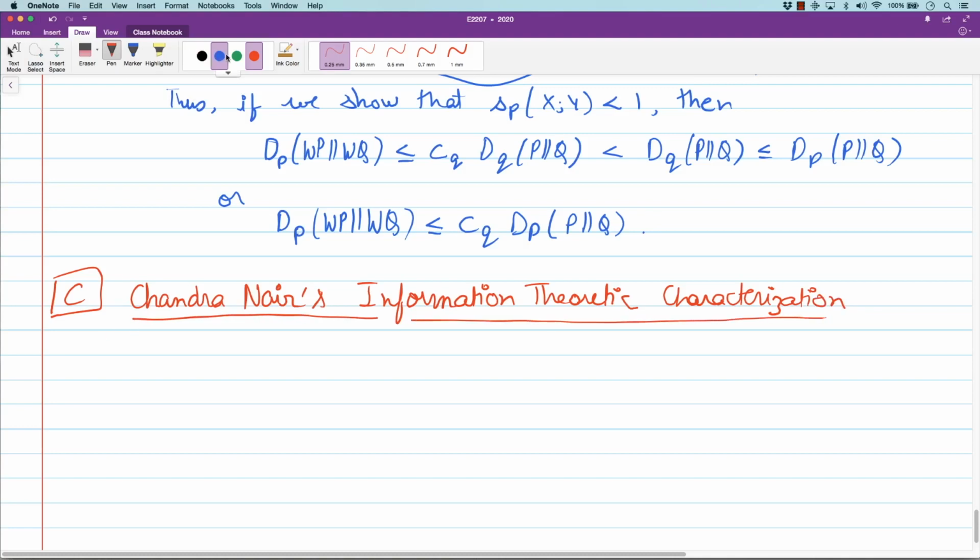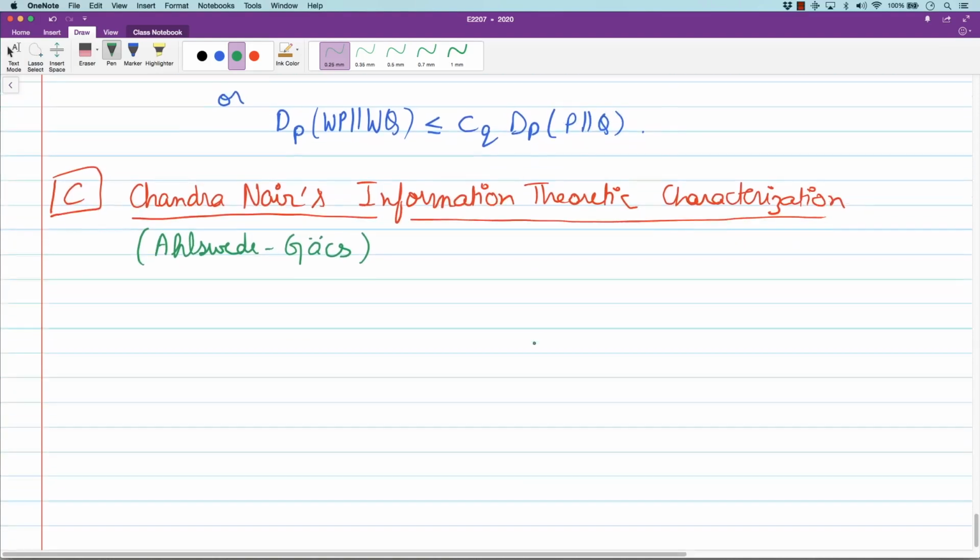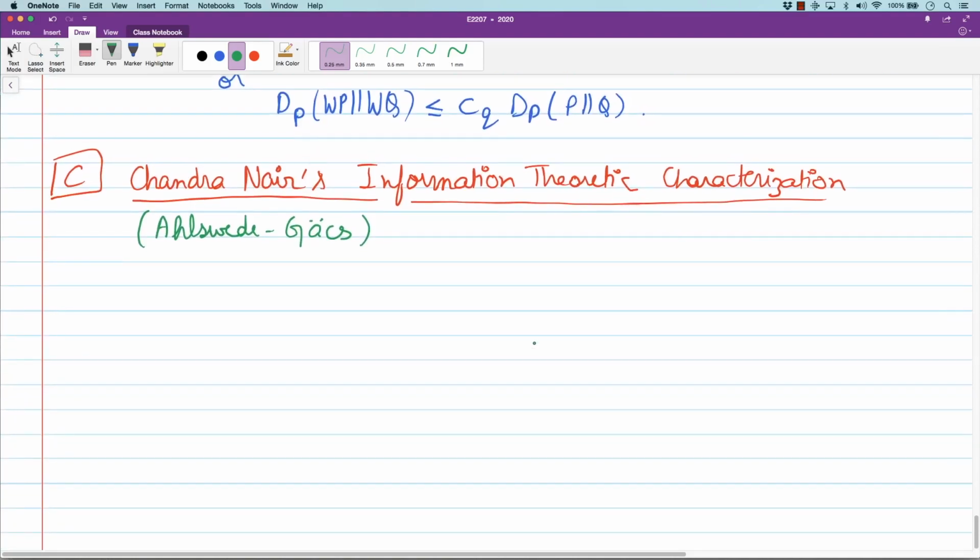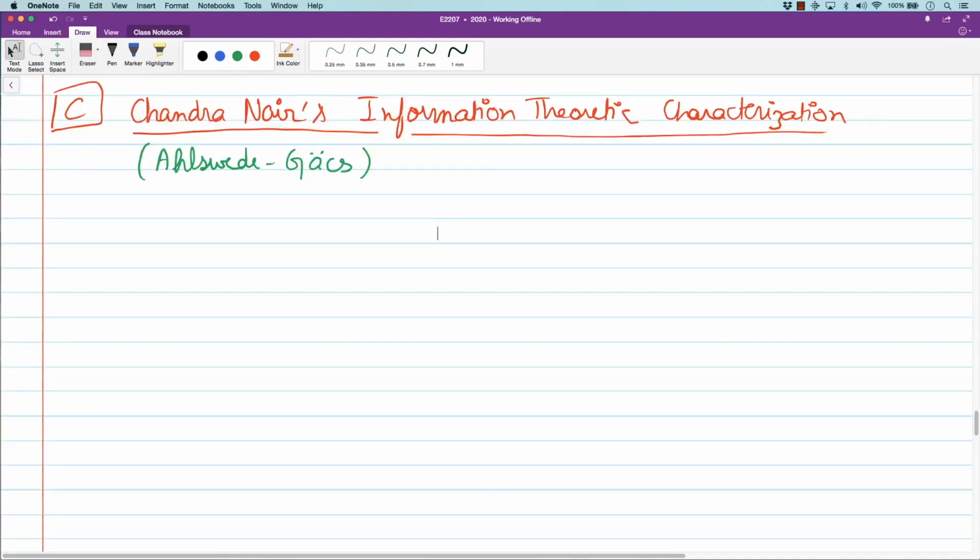I would like to remark that some of these results were already available in earlier work of Ahlswede and Gács, from the 70s, and this is a recent paper from 2015 or so. I can't remember the year. It's a conference paper. So essentially what we will do is we'll connect hypercontractivity to so-called strong data processing constants in information theory.